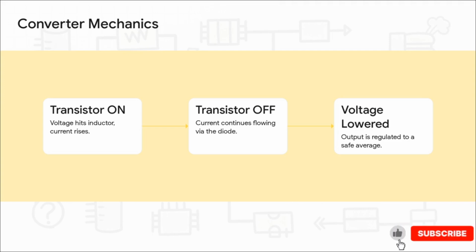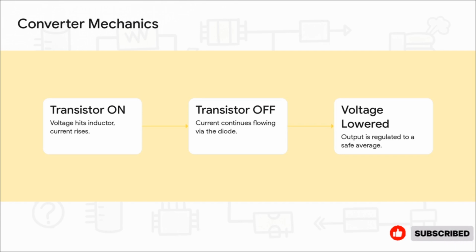Step 1. The transistor turns on. The high voltage hits the inductor and the current begins to rise, storing energy. Step 2. The transistor turns off, but the current actually continues flowing, gracefully rerouted via the diode. And Step 3. The voltage is successfully lowered to a safe average for the processor. This microscopic cycle happens literally thousands of times a second.